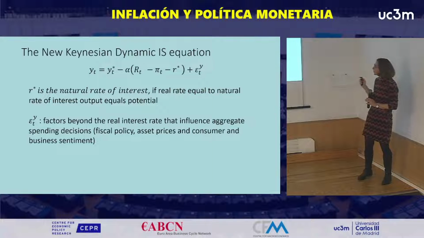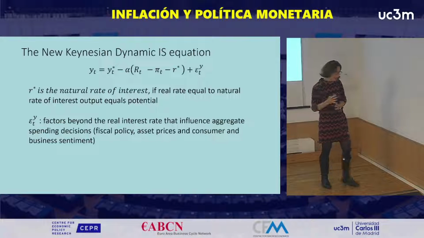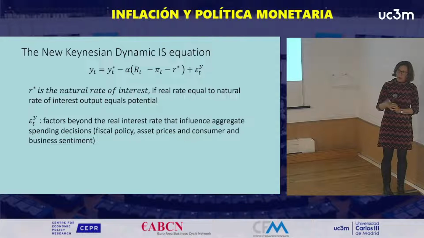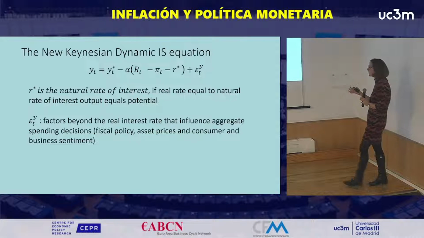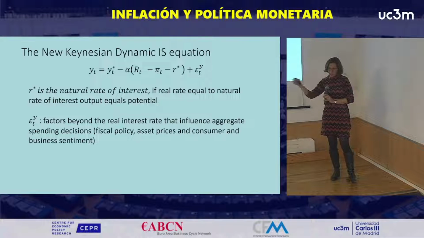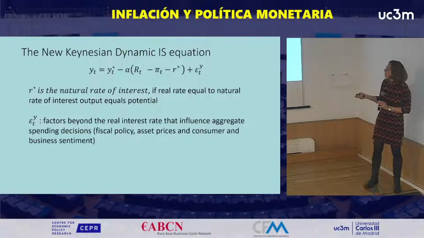All right. Now, let me talk about the New Keynesian dynamic IS equation. So this equation, I said, is coming from the Euler equation. You have to make some assumptions. The Euler equation determines how much I'm going to consume today with respect to what I'm going to consume tomorrow, and this depends on the real interest rate.